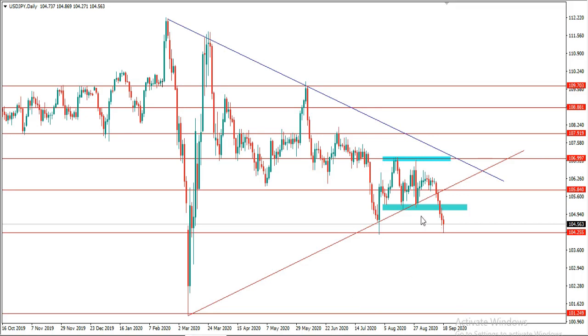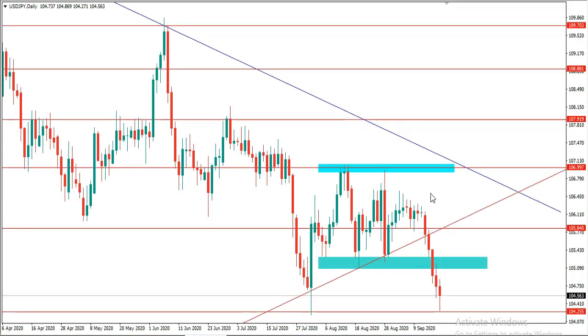So before we are looking for entry, what do we want to see next? We want to see a retest of previous area of support as resistance right here. You can see that price is currently at support right here. So from this support, you can see that we're already seeing a rejection. So with that rejection, I can expect to see the price climb up to this area of structure right here.